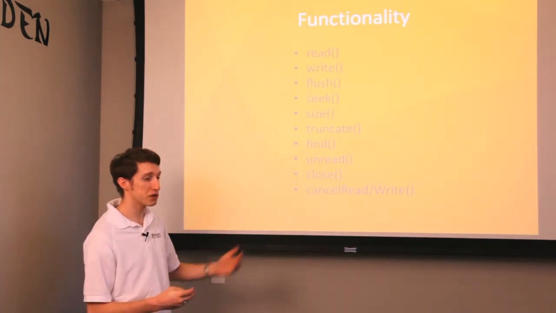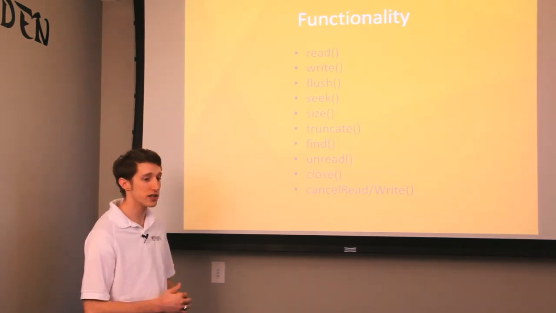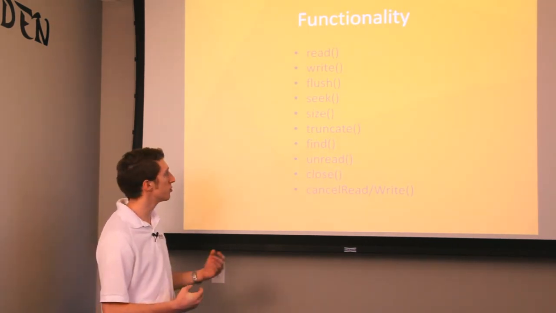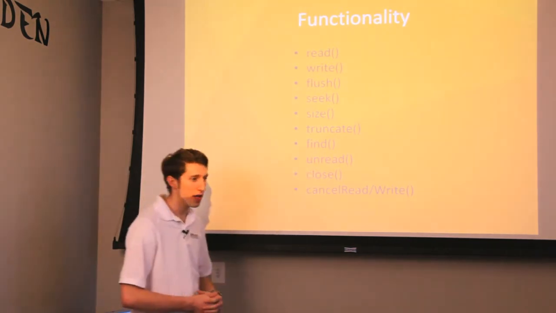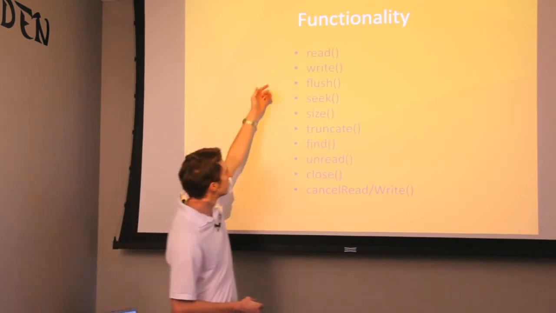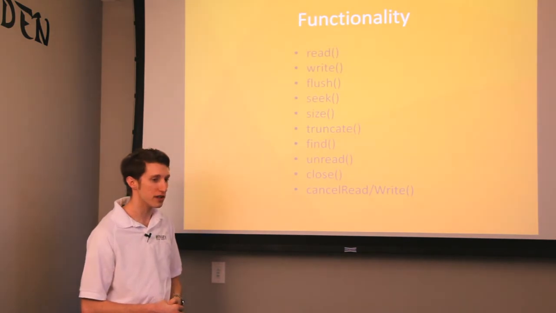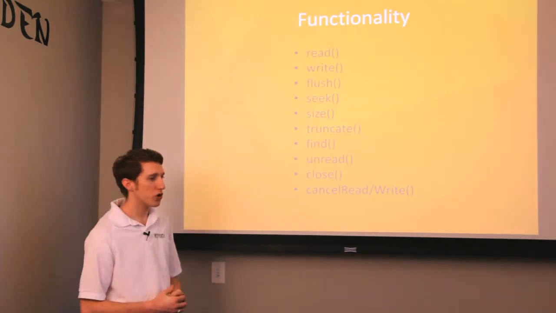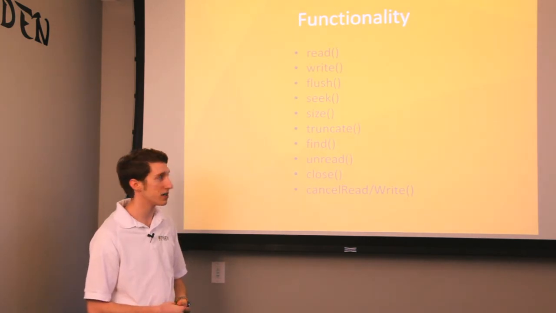Now, not all of the streams support each one of these operations. You can query a stream and say, do you support truncate? Do you support unread? And the base stream, a socket, really only supports read, write, and cancel read and cancel write. It doesn't support anything else. Well, it supports close. So you add the filter streams on top to get that additional functionality.